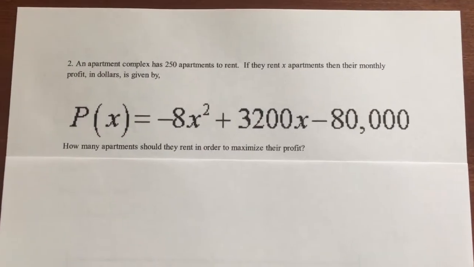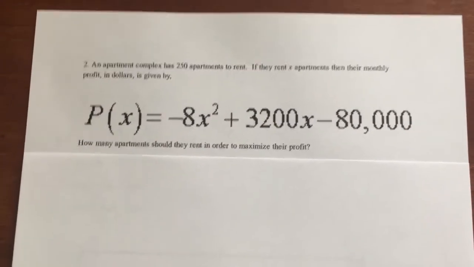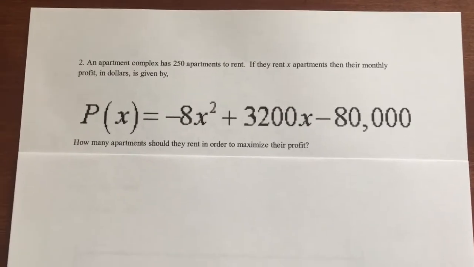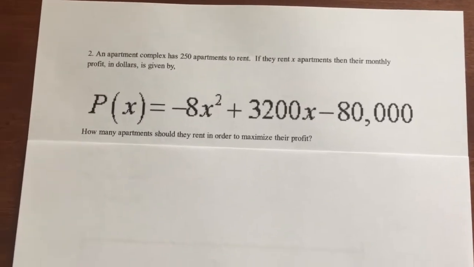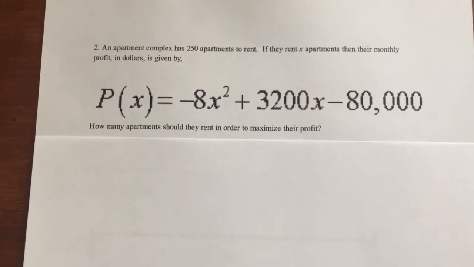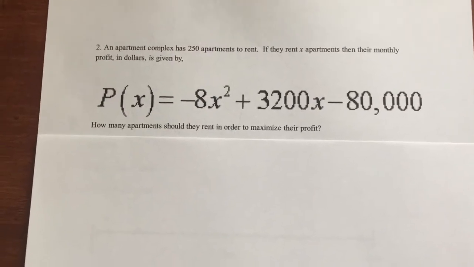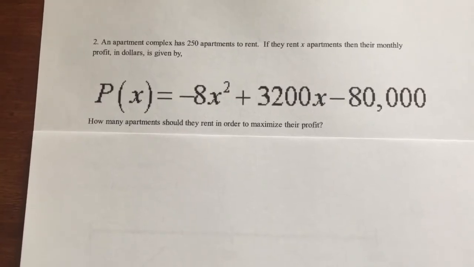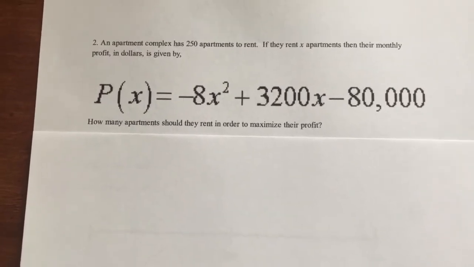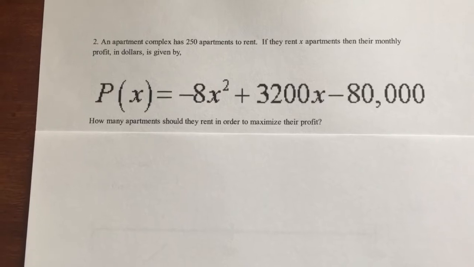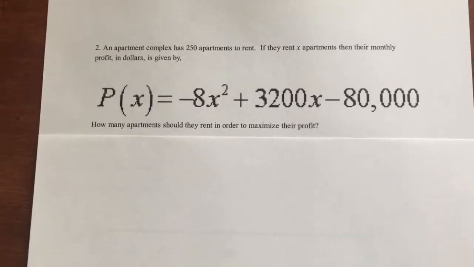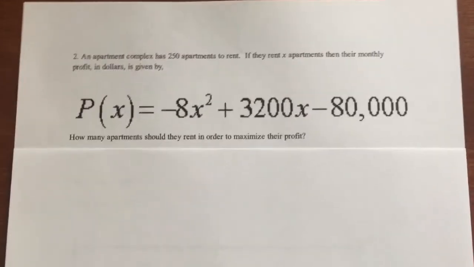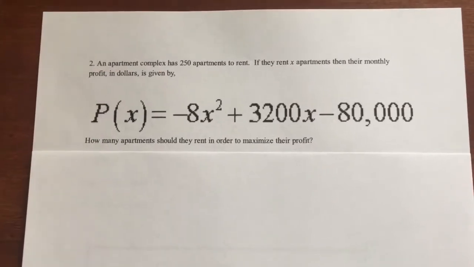An apartment has 250 apartments to rent. If they rent x apartments, then their monthly profit in dollars is given by the equation p of x equals negative 8x squared plus 3200x minus 80,000. How many apartments should they rent in order to maximize their profit? So the first thing we have to do is establish constraints for our equation, which by looking at the question here, we can see that x has to be less than or equal to 250.